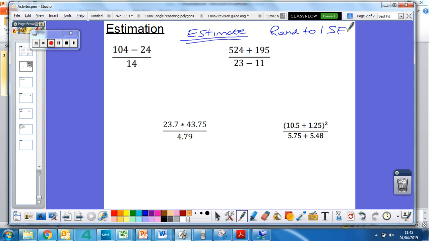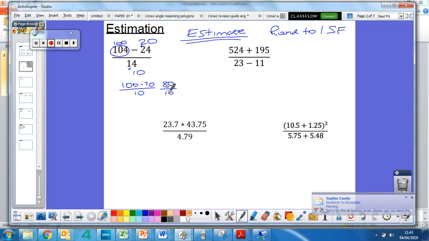So what happens to a calculation like this one here is you take each number and round it to one significant figure. So in this case, 100. Here, the first digit, one significant figure, becomes 20. Here, the first digit, one significant figure, becomes 10. So the calculation we're doing is actually 100 take away 20 over 10. 100 take away 20 is 80 over 10. 80 divided by 10 is 8. So you round to one significant figure, and then you rewrite the calculation, do the calculation, and everything is good.